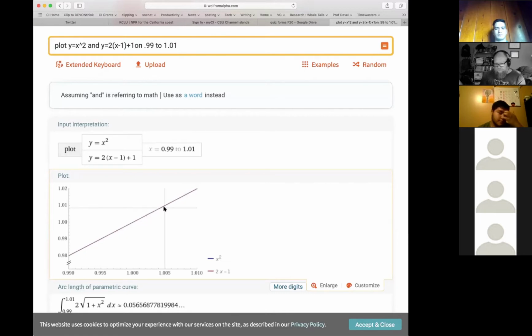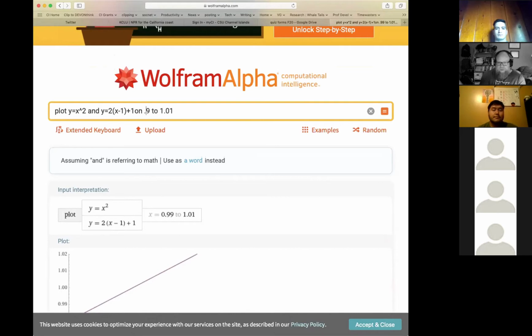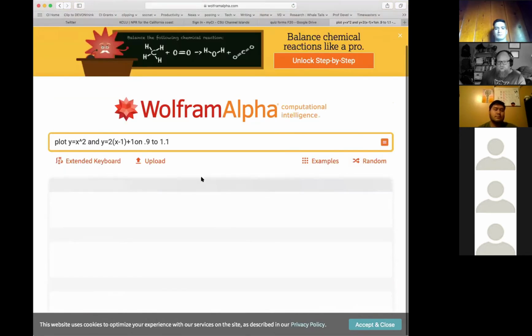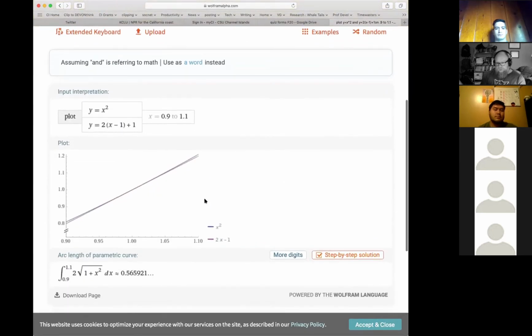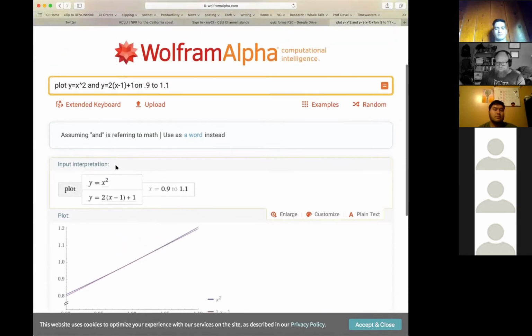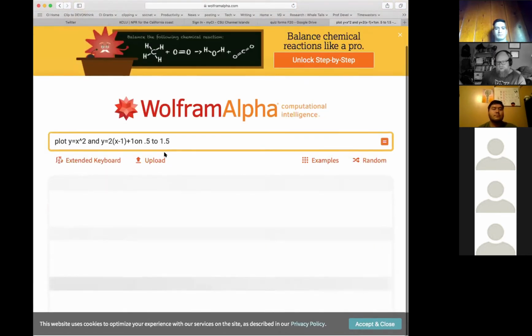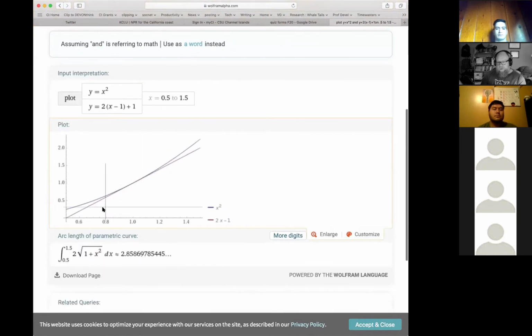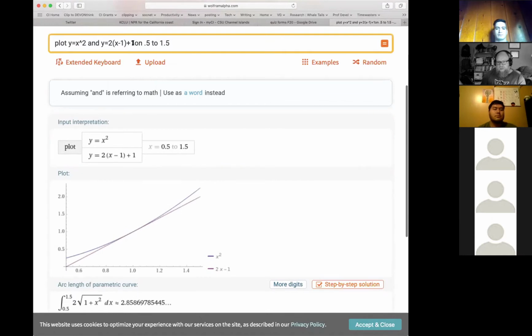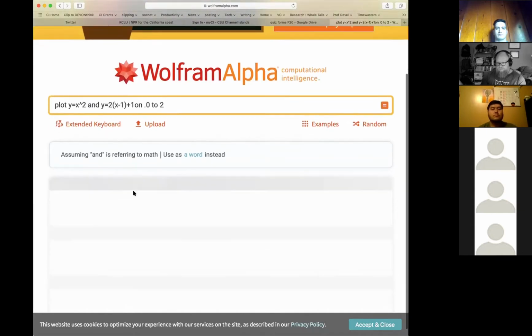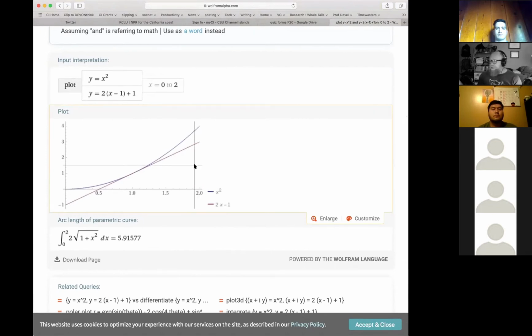So good job, everybody. Now let's zoom back out a little bit. Let's go back out to 0.9 and 1.1. All right, so you can see they're starting to diverge at the edges here. The blue curve is the parabola, and the red curve is that line we found. Let's back out to 0.5 to 1.5. Pretty good. Now I'll go back out to 0 to 2. All right, so that's what that zoomed in microscopic line on the graph looks like when you blow it up.